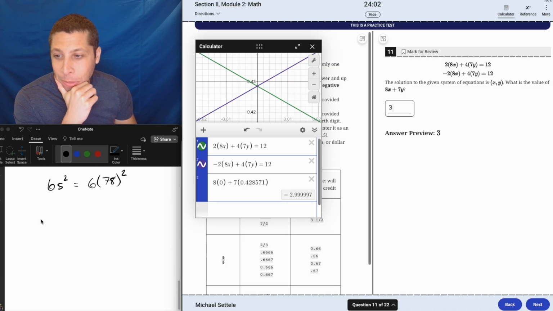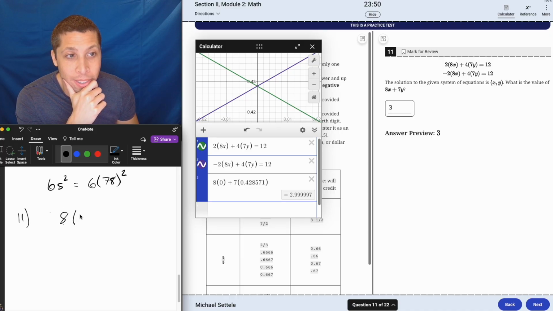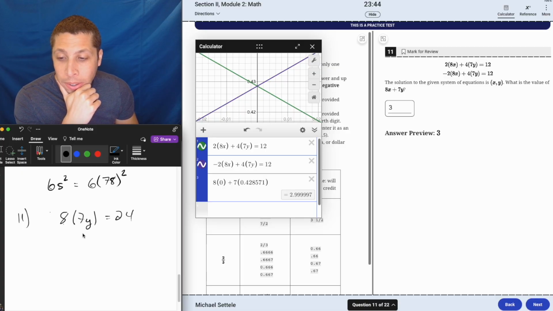I should just do the algebra. See, they made it hard to do that here. So if I added these together, I would get that 8 times 7y is equal to 24. So 7y is equal to 3. And then I can just substitute that in without having to find y by itself.